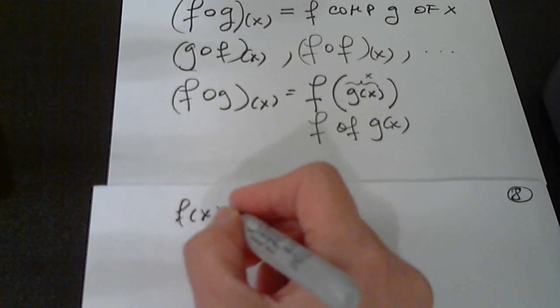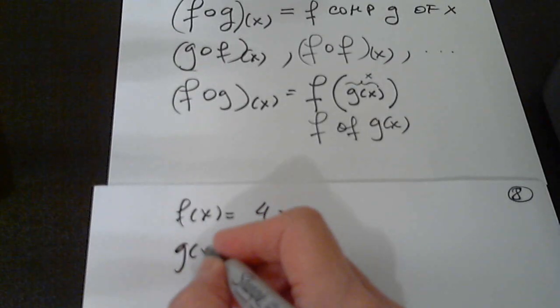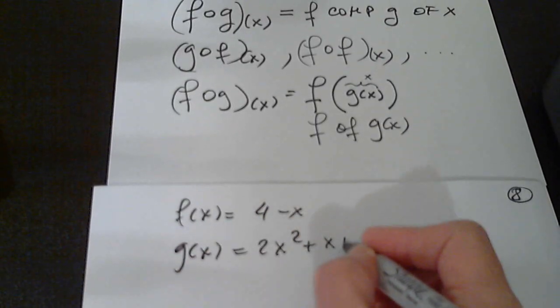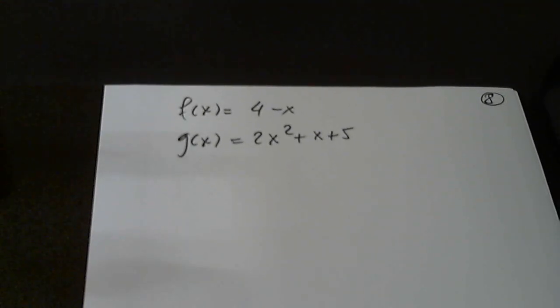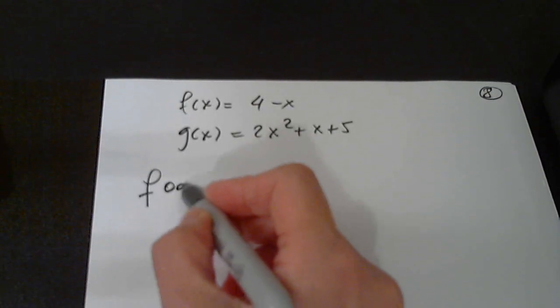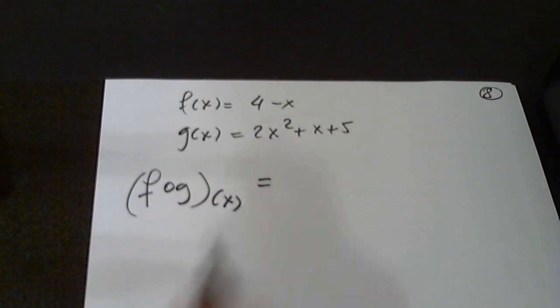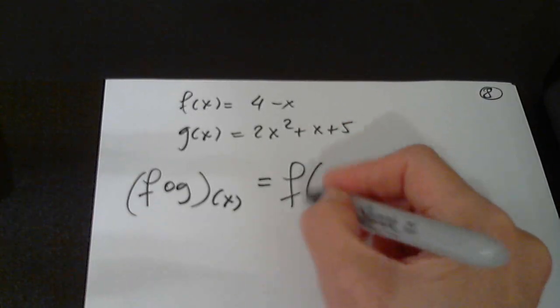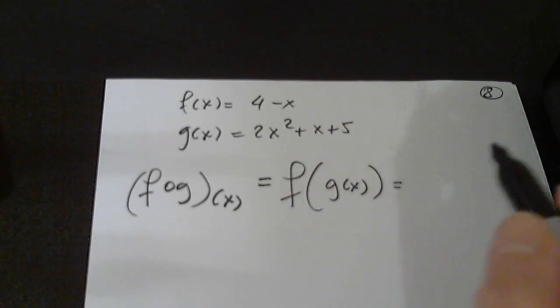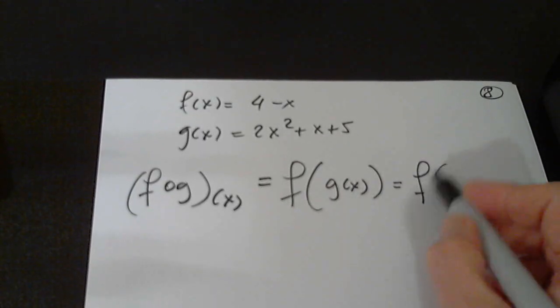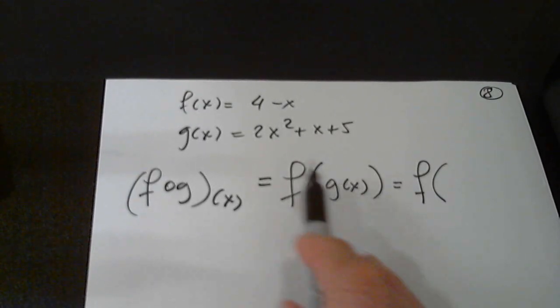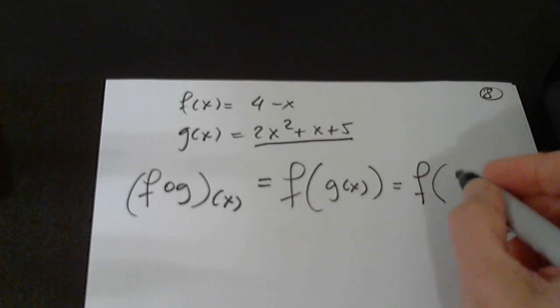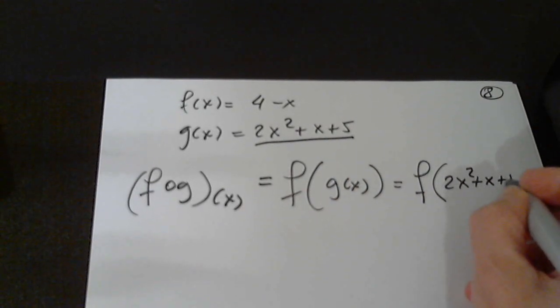So f of x was 4 minus x, and g of x was 2x squared plus x plus 5. I'm going to determine both. I'm going to determine first f comp g, and then I'm going to determine g comp f. Okay. I write the definition, f of g of x. I copy f, and in parentheses, I write g of x. This is g of x. So I put in here 2x squared plus x plus 5.